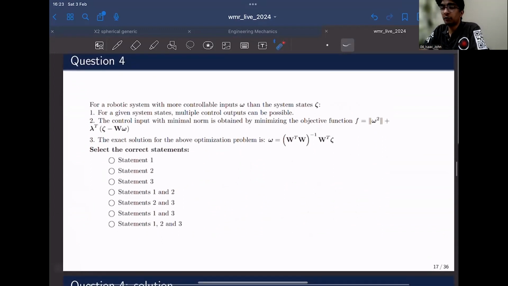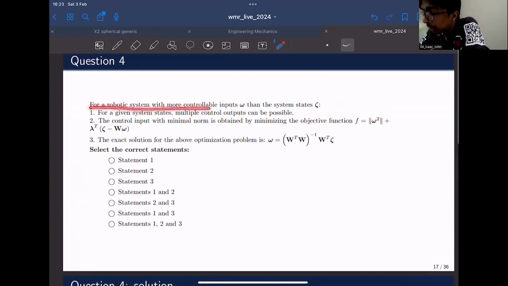Okay, so option 4, this is a lengthy read. I'll read it line by line. It says for a robotic system with more controllable inputs than the system states, right? That is the statement. For a given system state, multiple control outputs can be possible, right?